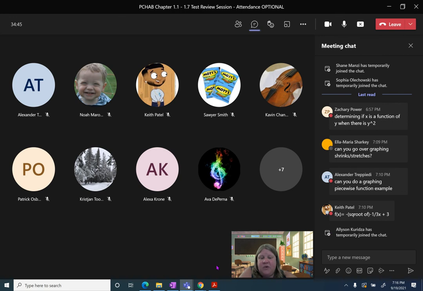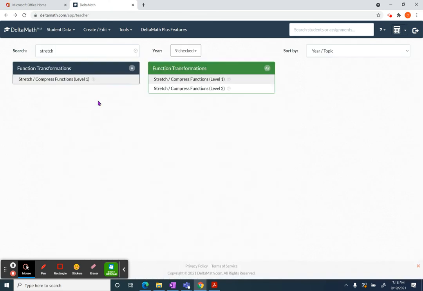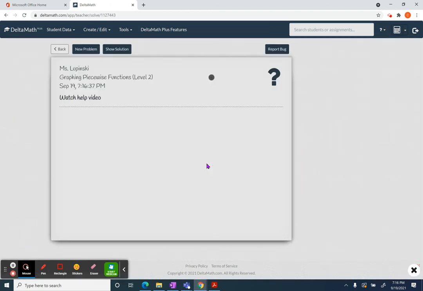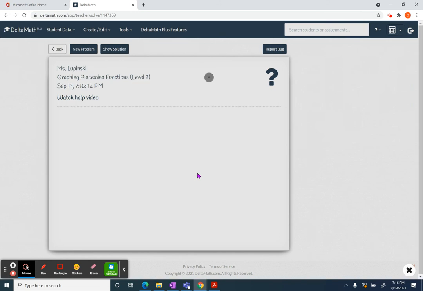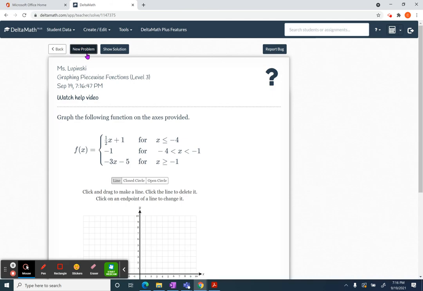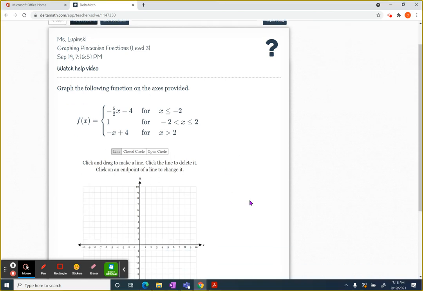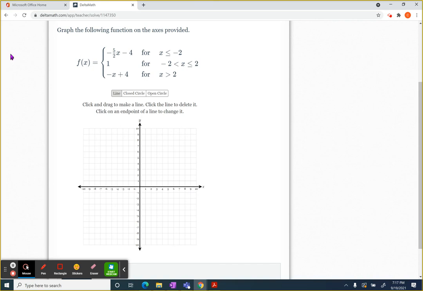Can you do a graphing piecewise function example? Okay, I think that means if you can graph it from the equation. So if we go back to piecewise, those are both linear. Let's see if I have something a little harder for you. Okay, so this is good, although maybe I'll change it a little bit just to make it more challenging.